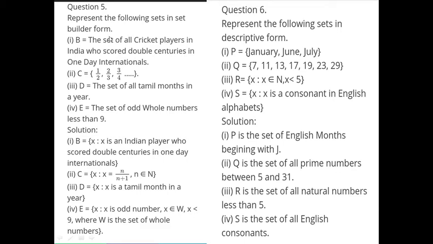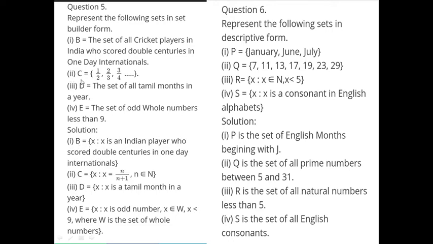So what is the difference between the descriptive form and the set builder form is, here in the set builder form always you have to write within the curly braces, but in the descriptive form no need to write, just a set of words. By using the set of words we can represent in the descriptive form. But in the set builder form, the set name and the set elements should be described by a rule within these curly braces.